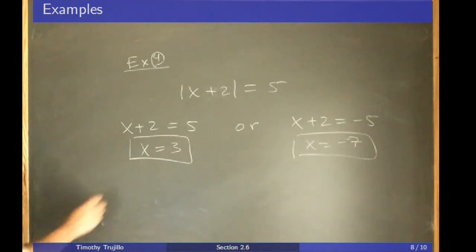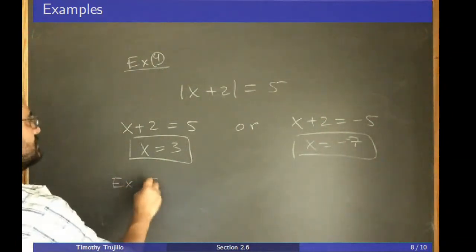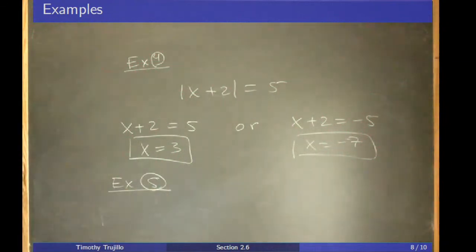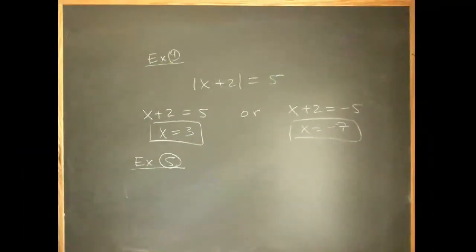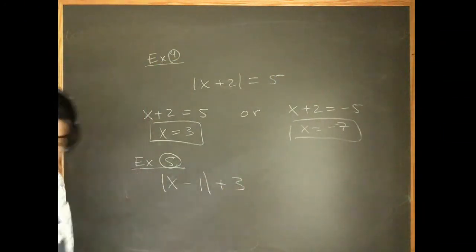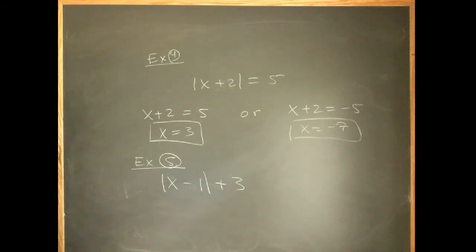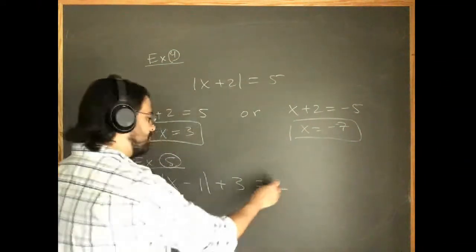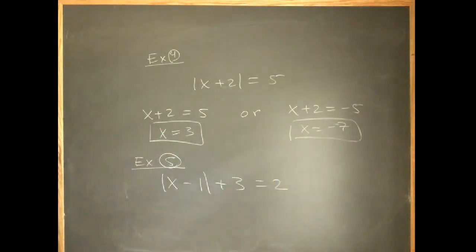Let's do an example now that looks a little bit different than this. This is example number 5. And here, we're going to look at |x - 1| + 3 = 2. And this is where we have to do that first step, right? And you'd have to do this if it was a radical as well. We need to isolate that absolute value. So what should we subtract or add to both sides of the equation to isolate that absolute value on its own?